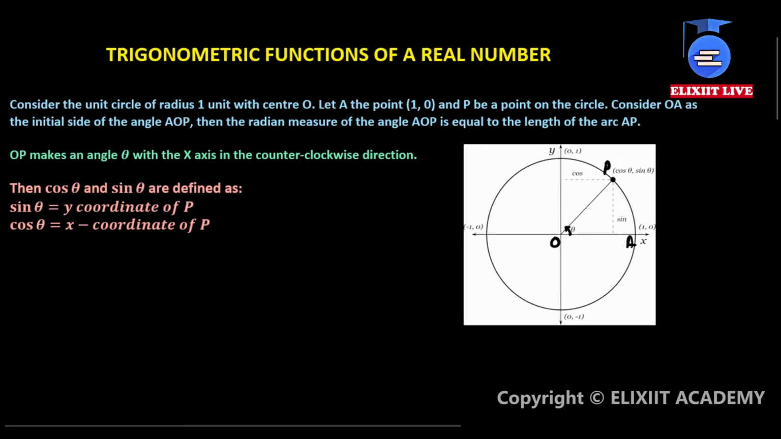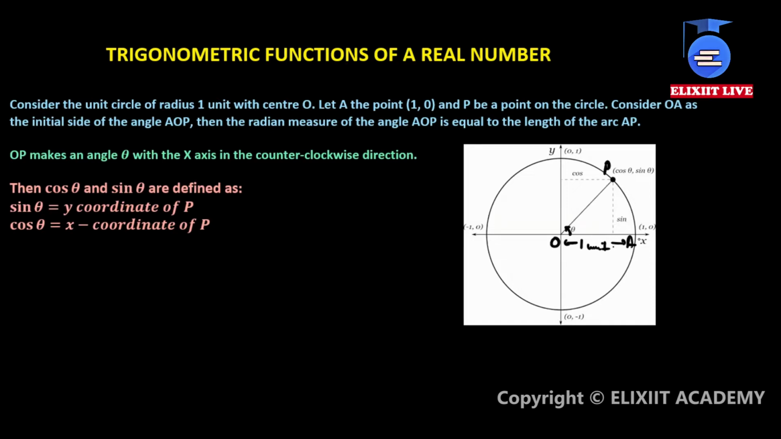Here are the things. This particular distance is actually of 1 unit. This particular distance is actually of 1 unit. This much distance is 1 unit. Okay. Now, how do we define sine theta and cos theta over here?